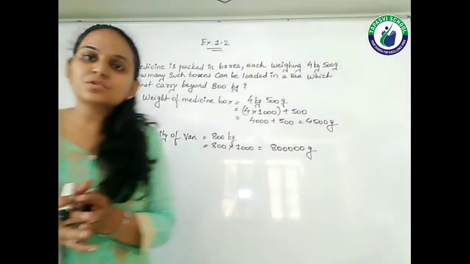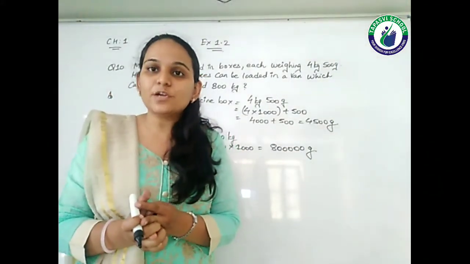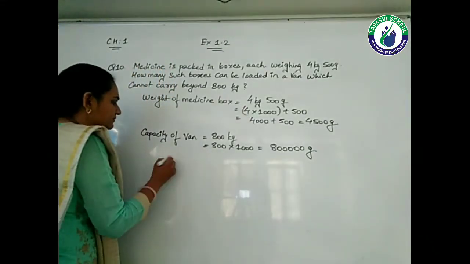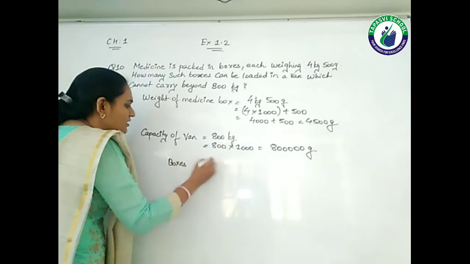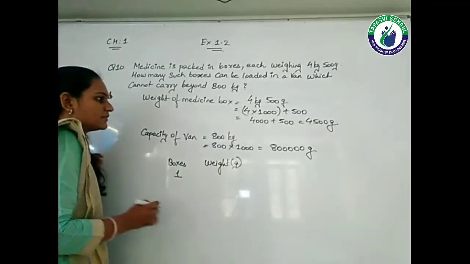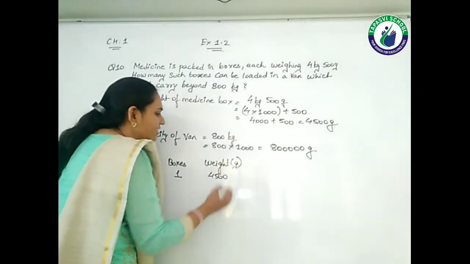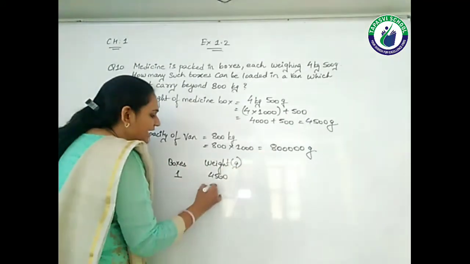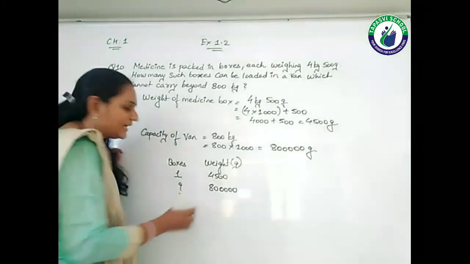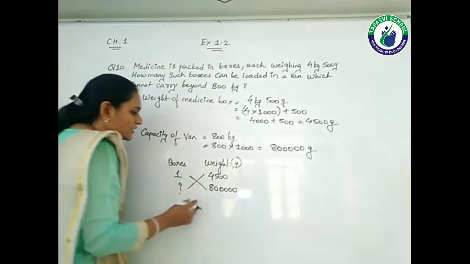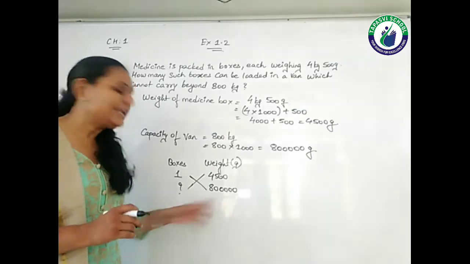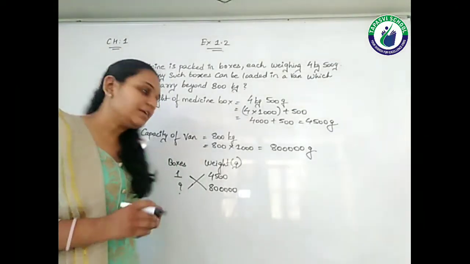Okay. Now we can use the cross multiplication method to find the number of boxes which the van can carry. So on one side I can write boxes and on another side I can write weight in grams. Now one box capacity is 4500. Now in total we have 8 lakh. So how many boxes can it carry? So 1 multiplied by 8 lakh and divided by 4500. So I can say that 8 lakh needs to be divided by 4500.